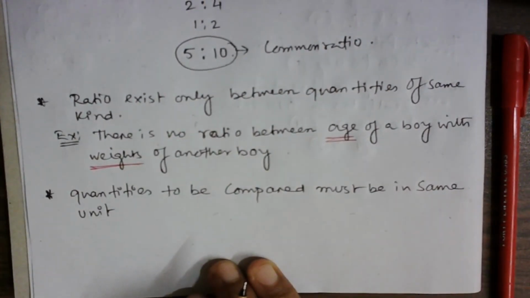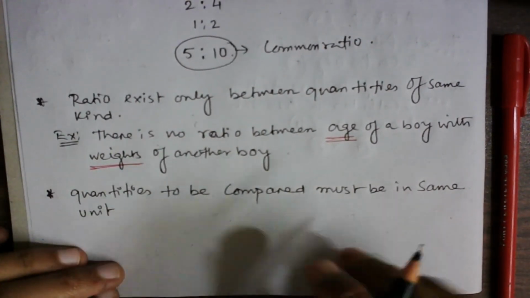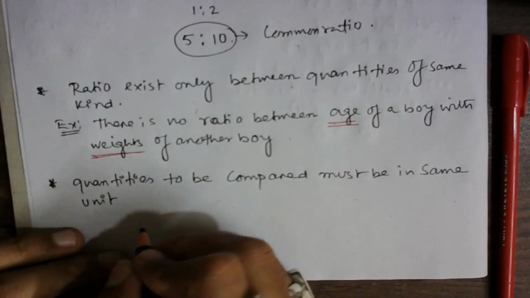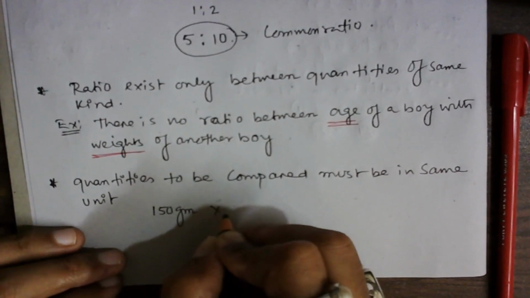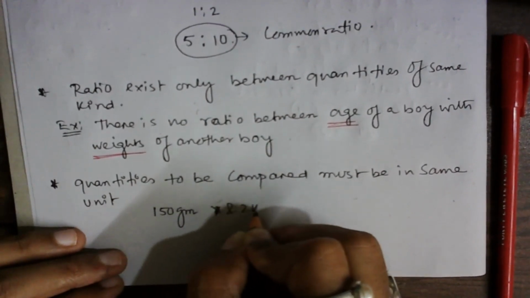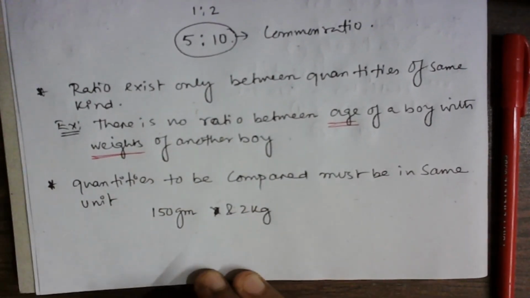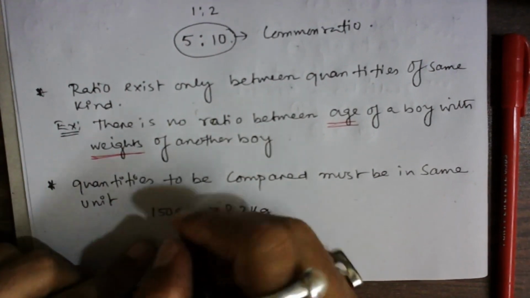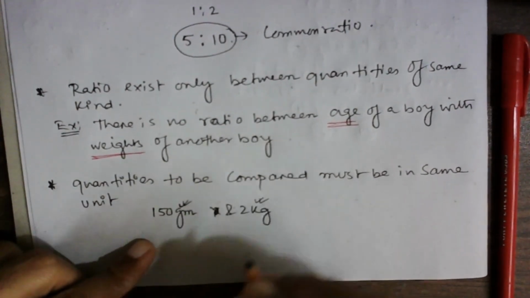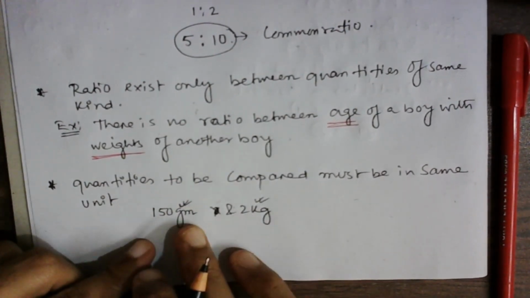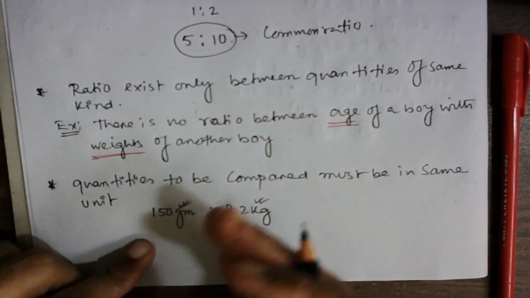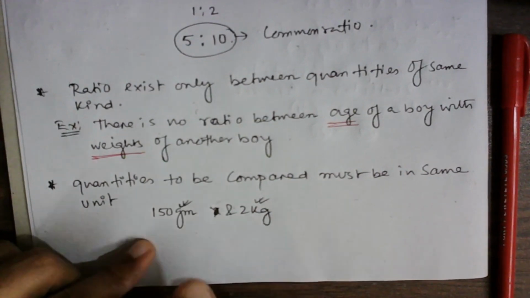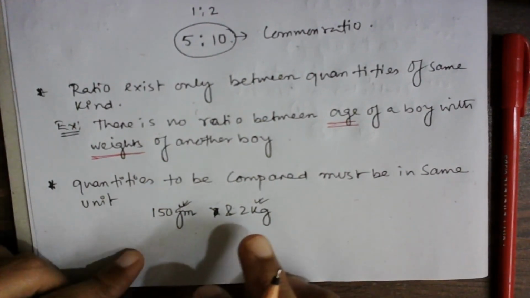Quantities to be compared must be in the same unit. Suppose I tell you 150 gram and 2 kgs, then it is quite difficult for you to compare this because it's in gram and it's in kg. We can convert kg into gram, but if I do not convert it, then the analysis is not successful because the units are not the same, kg and gram.